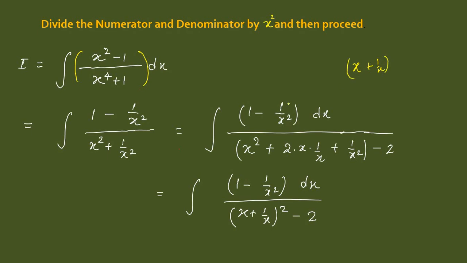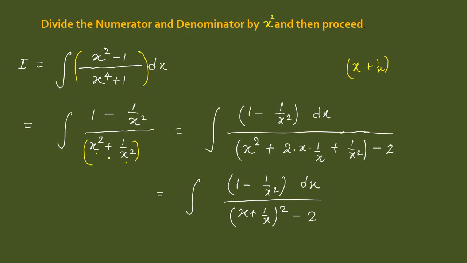It means if we will be able to construct this x plus 1 by x format in the denominator, we can simply substitute this x plus 1 by x as t, and that is the main purpose of this method. So actually you see that x square plus 1 by x square is present in the denominator, and this can be easily made in the form of x plus 1 by x.